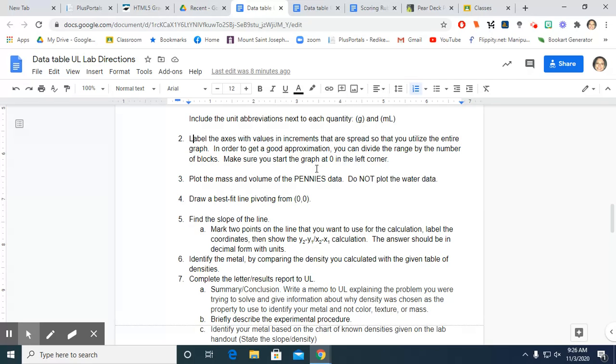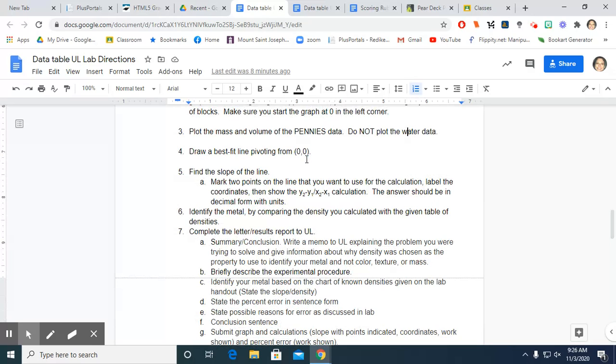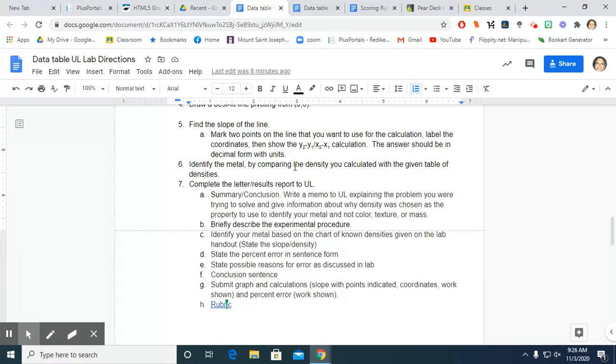Okay. Make sure 0 is at the corner. Plot the X, Y. Do not plot the water data. Draw a best fit line starting at 0 and pivot that line. Make sure it's very straight and make sure it's an average. So the same number of points above and below the line, making it an average.